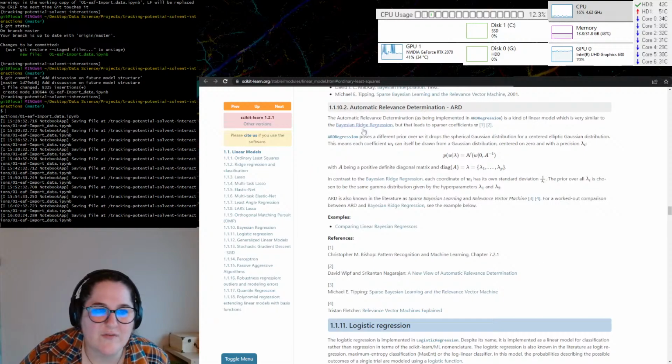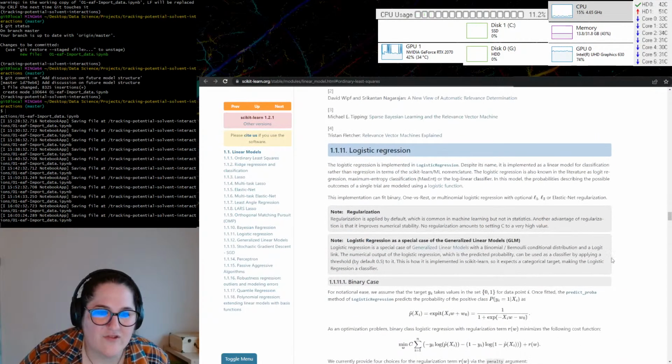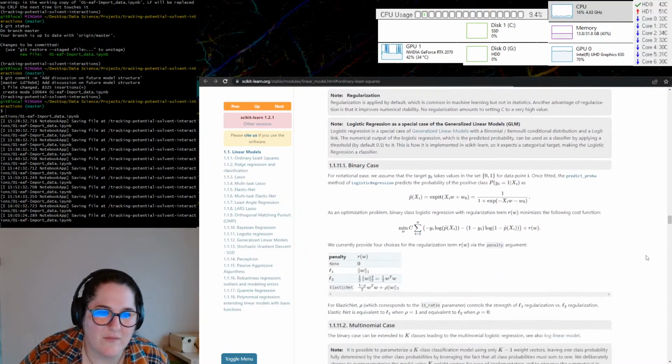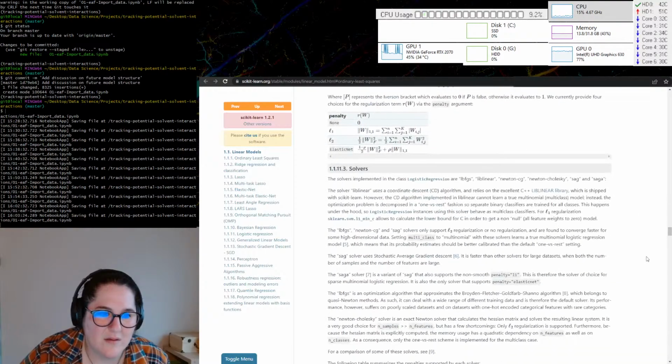Kind of linear, which is very similar to Bayesian, but leads to sparser coefficients. Logistic. Yeah, logistic is for classification. That's not what we want at all.